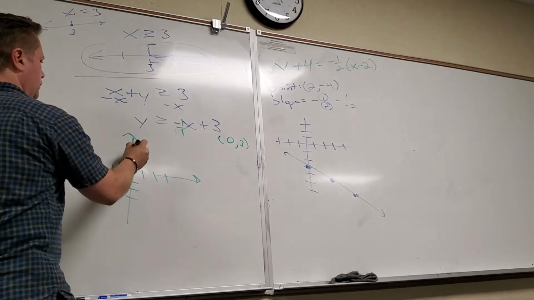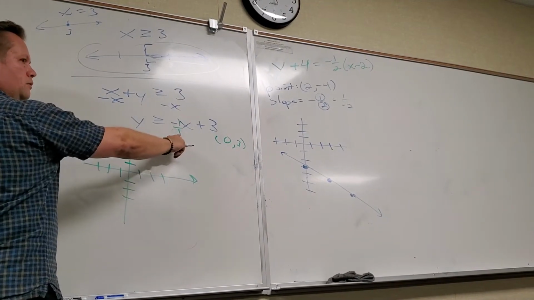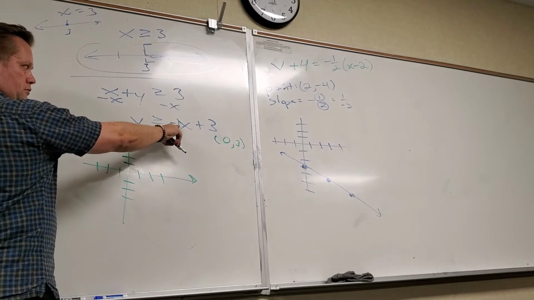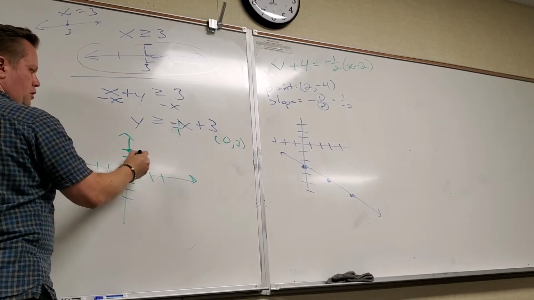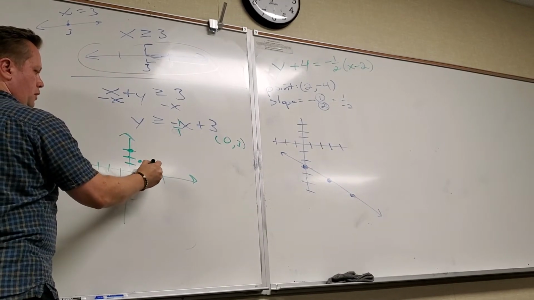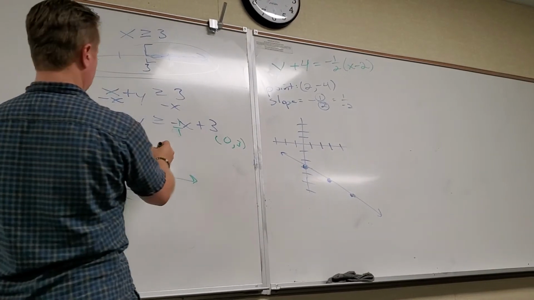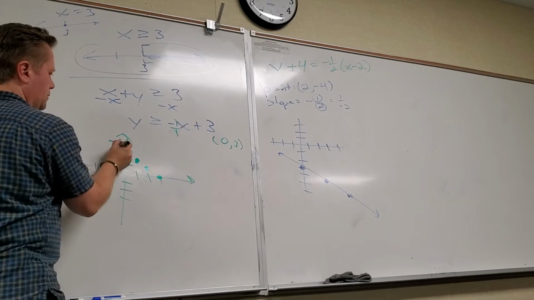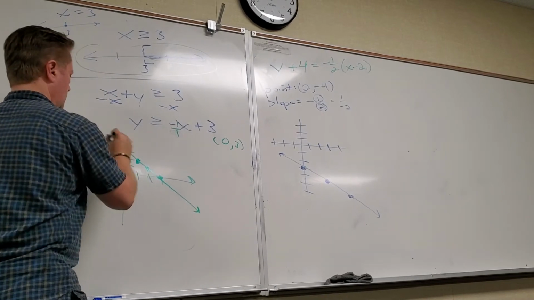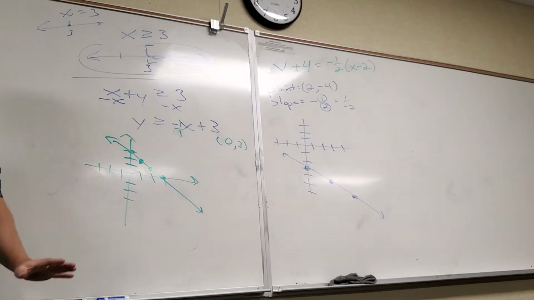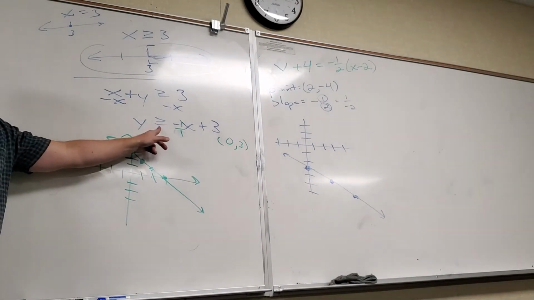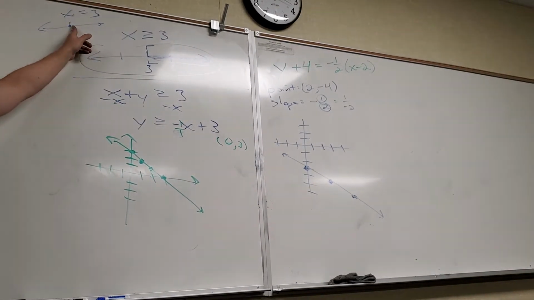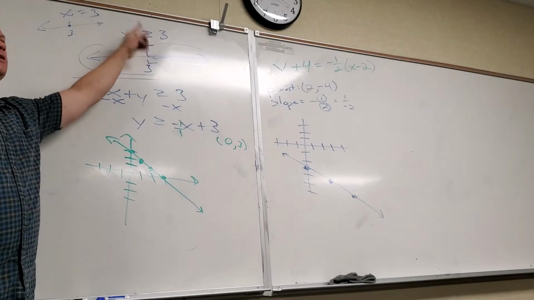So I start at 0, 3, and then I go down 1, over 1, down 1, over 1, down 1, over 1. My scale is not great, but these things happen. All right, here's my line, right? But I'm not complete yet. That's if it was an equal sign, but the question was this. I still have to shade.